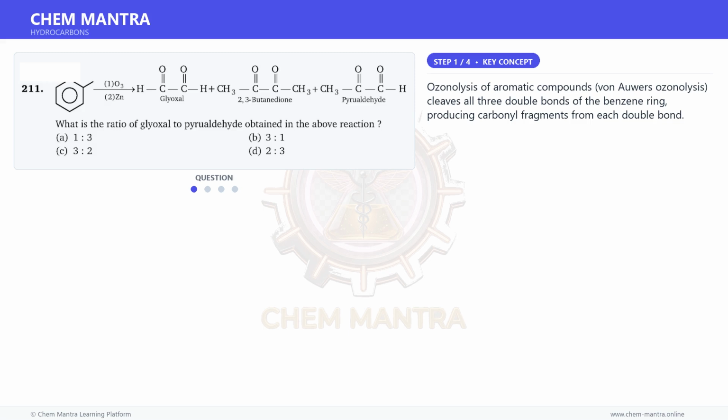Ozonolysis of aromatic compounds. Ozonolysis cleaves all 3 double bonds of the benzene ring, producing carbonyl fragments from each double bond. Moving on to the next step.